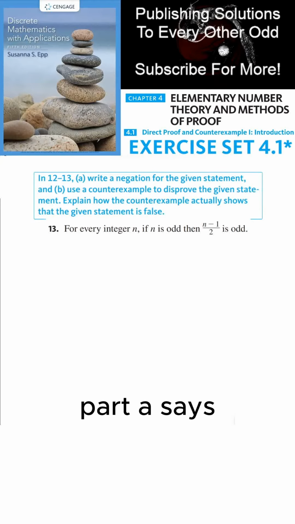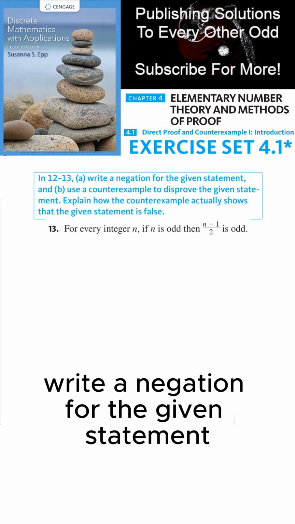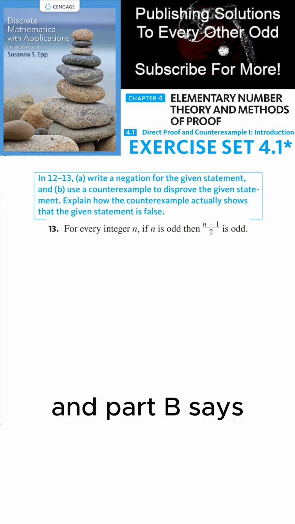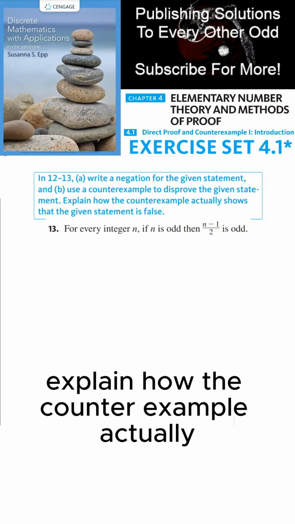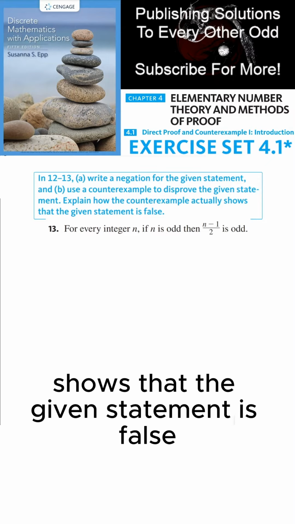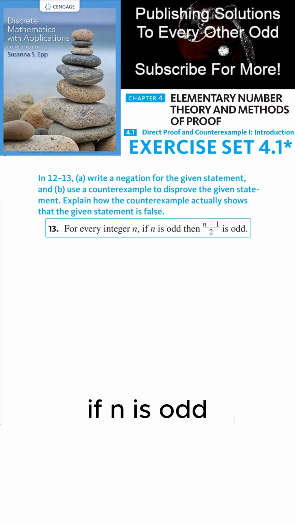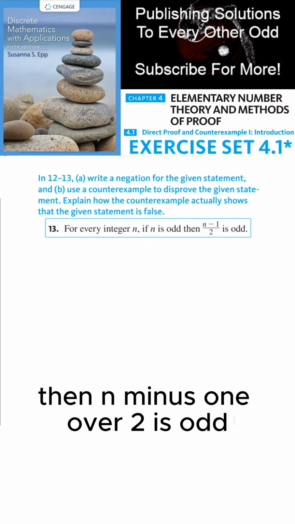In 12 and 13, part A says write a negation for the given statement, and part B says use a counterexample to disprove the given statement. Explain how the counterexample actually shows that the given statement is false. For every integer n, if n is odd, then (n - 1)/2 is odd.